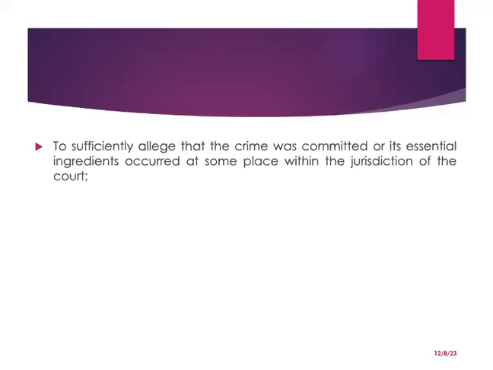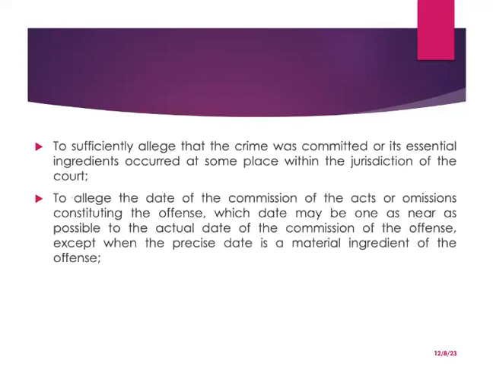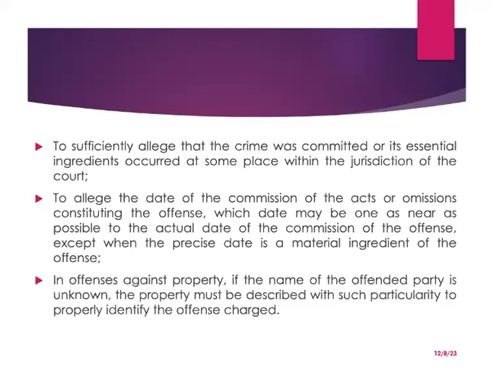Also, another thing, to sufficiently allege that the crime was committed or its essential ingredients occurred at some place within the jurisdiction of the court. And then to allege the date of the commission of the acts or omissions constituting the offense, and which date may be one as near as possible, except kung ang precise date is a material ingredient of the offense. Example, kanang infanticide, okay, below 3 days old. So you have to establish the particular date when the crime is committed. Also, in offenses against property, if the name of the offended party is unknown, the property must be described with particularity to properly identify the offense charged. Okay?